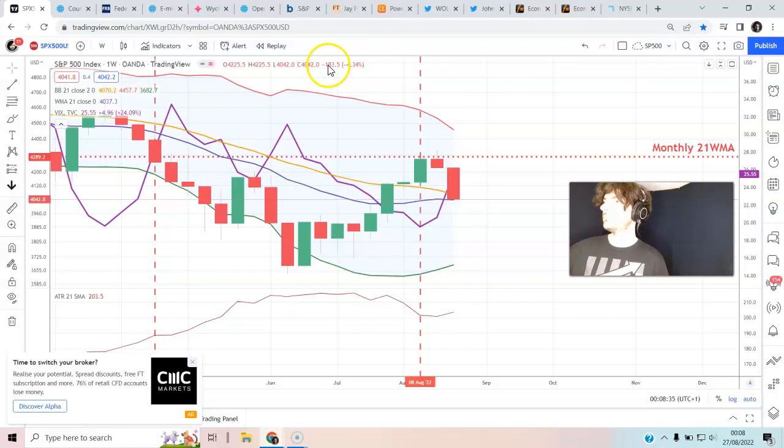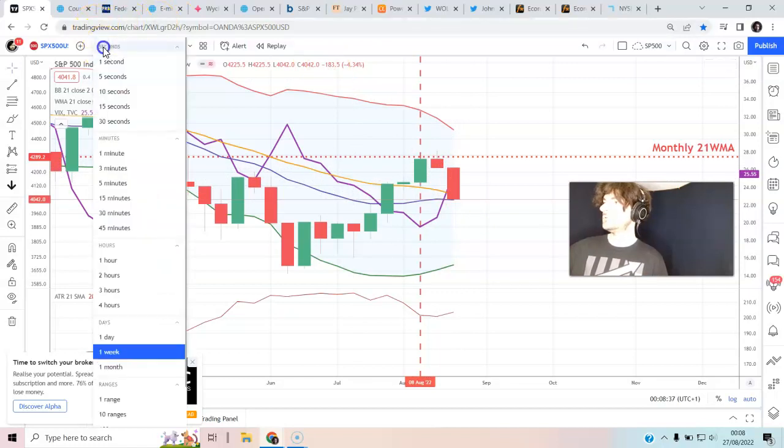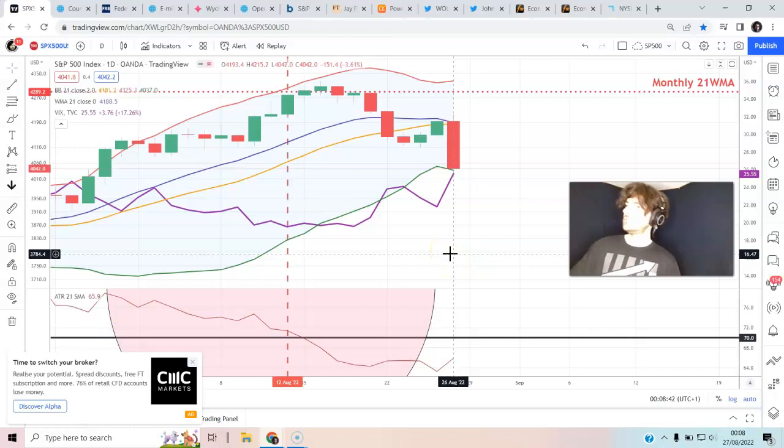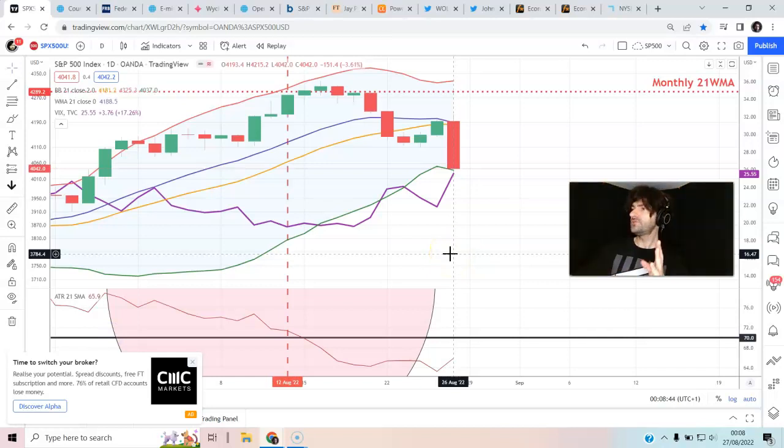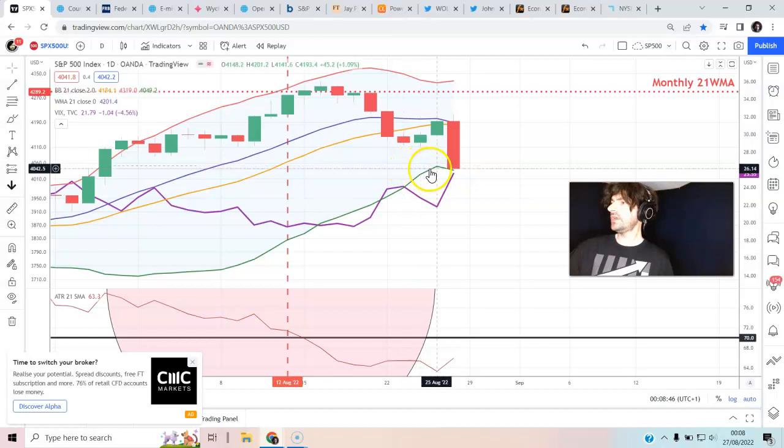Importantly, I'm going to go to the daily just to show you where we are. On the daily, we've got this picture here. We've got the Bollinger Bands expanding outward there and there.